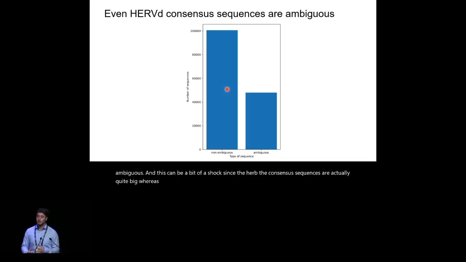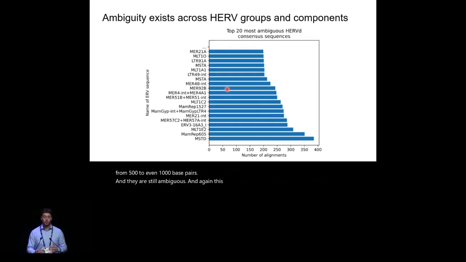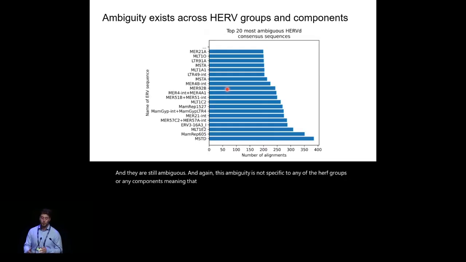And this can be a bit of a shock since the HERVD consensus sequences are actually quite big. Whereas the primers were only 10 to 20 base pairs, the HERVD consensus sequences can go from 500 to even 1,000 base pairs, and they are still ambiguous. And again, this ambiguity is not specific to any of the HERV groups or any components, meaning that they map to multiple positions in the genome.